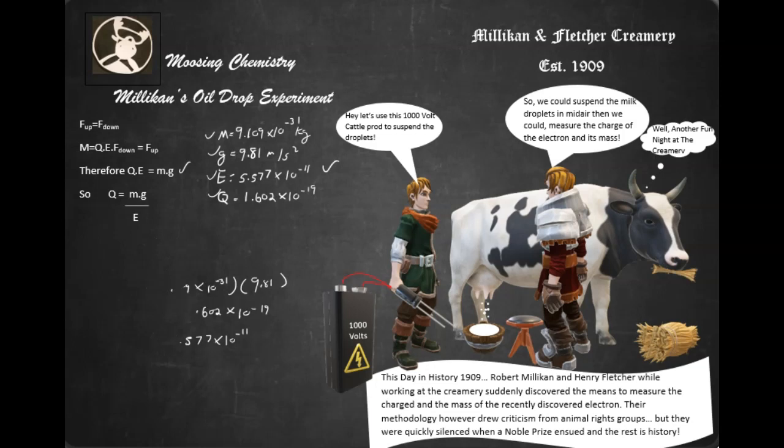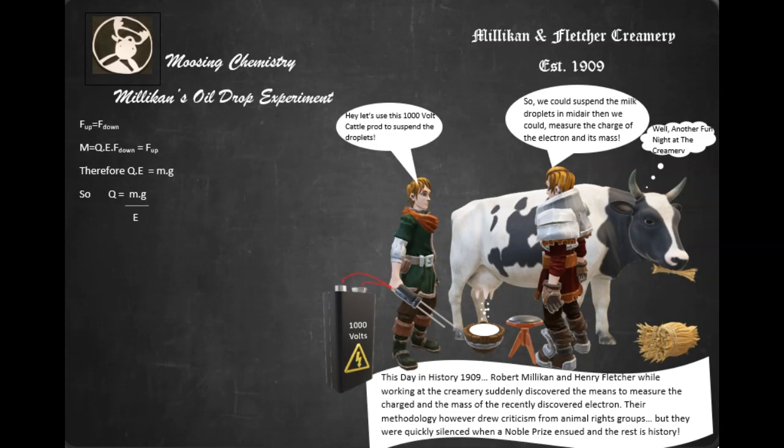Now that you've seen the math, let's look at how it was done. Okay, so basically what they did, remember this is 1909, so the technology is not the greatest, but it's not bad either. They took two charge plates, and above the charge plate, they had a box. This box had an opening here where they sprayed the oil drops. So this is your sprayer.